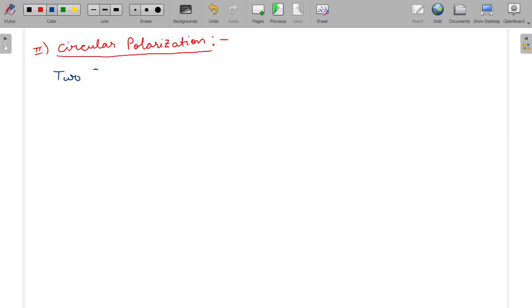Two electric field components, or equal in time.